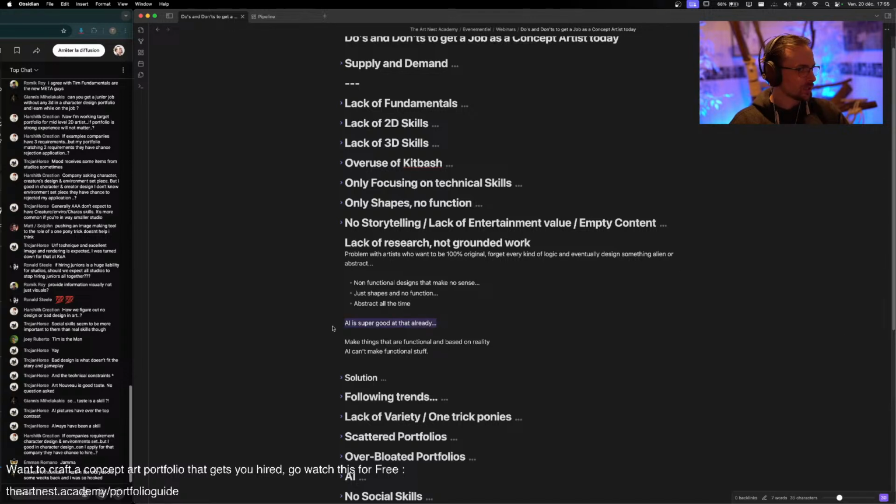And again, AI is super good at that. You need to make things that are functional and based on reality. AI cannot make functional stuff. I know that searching for references on Google is becoming hard because of AI. You can filter out AI by screening anything after 2021. You can also use another browser. You can use Yandex, for example. Yandex, it's a Russian browser.